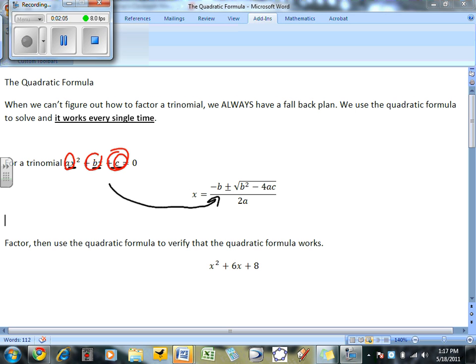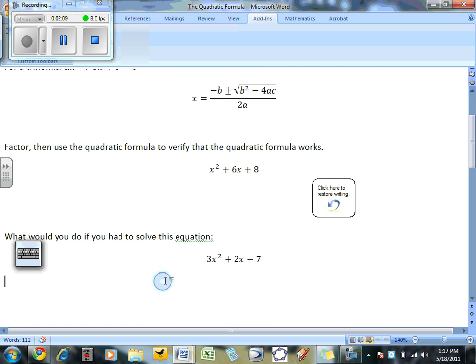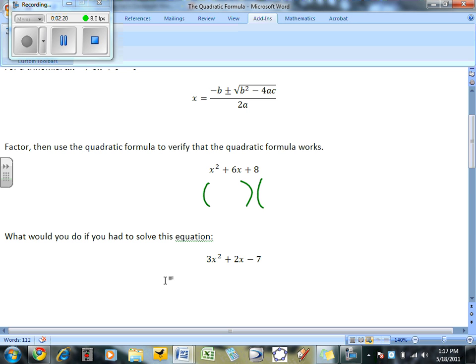And I'm going to show you how it works here in just a second. Okay, so it says factor, and then use the quadratic formula to verify that the quadratic formula works. Now, you can take my word for it, but I can show you what it does. So we know how to factor this. Actually, I should have an equals 0. Let's solve for x like we've been doing.